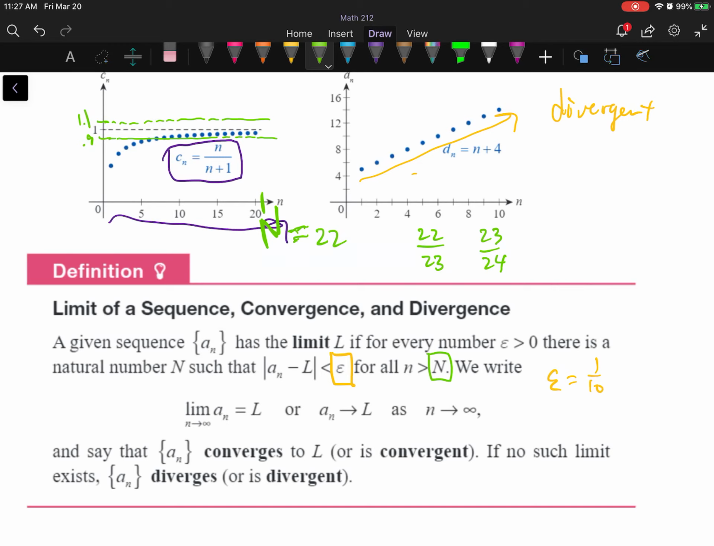In general, this gets more complicated if we actually want to apply this definition. We need to come up with a relationship between epsilon and big N so that it will work for any value of epsilon that we would ever choose.